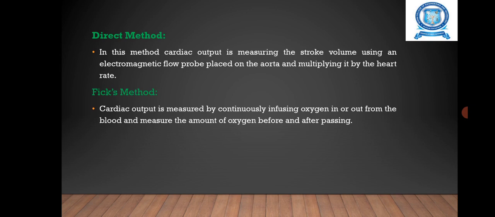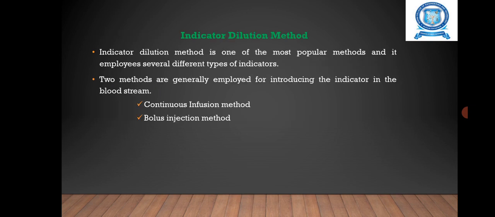The next method is the indicator dilution method. It is one of the most popular methods and it employs several different types of indicators. Two methods are generally employed for introducing the indicator into the blood. The first one is the continuous infusion method, but it is not widely used due to the indicator recirculation process. The next one is the bolus injection method. A known amount of indicator, using dye, is administered into the circulation.